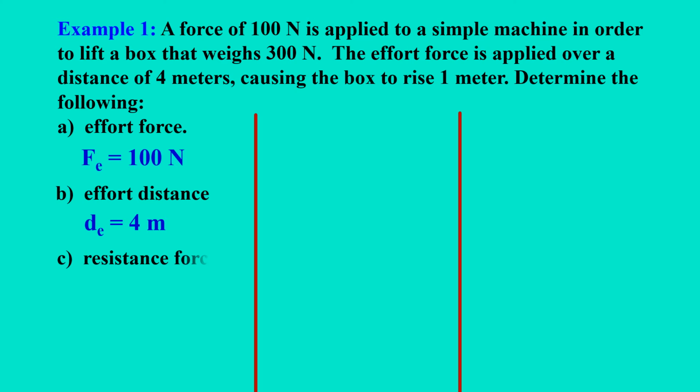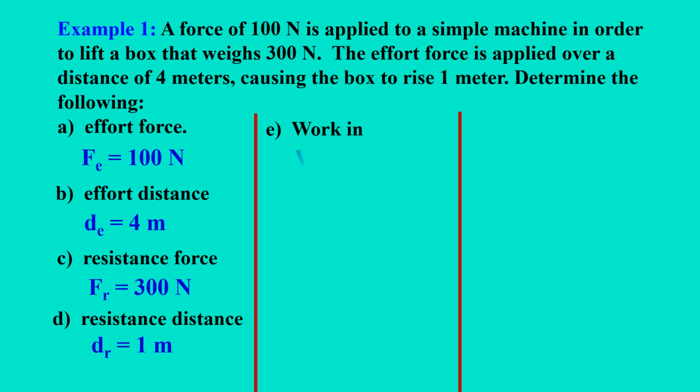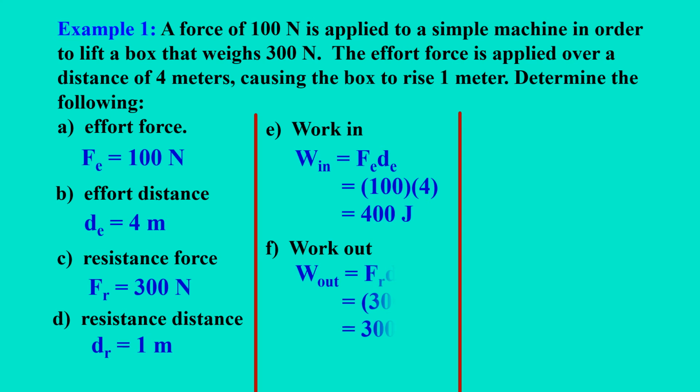Letter C, the resistance force. Resistance force is usually the load or the weight, given to be 300 newtons. Letter D, the resistance distance is given to be 1 meter. The work in equals F sub E times D sub E equals 100 times 4 equals 400 joules. Letter F, the work out equals F sub R times D sub R, 300 times 1 equals 300 joules.